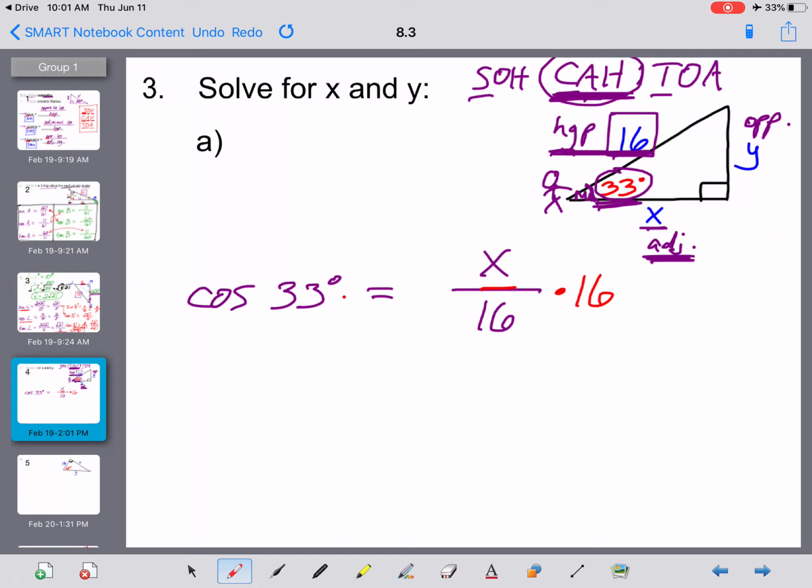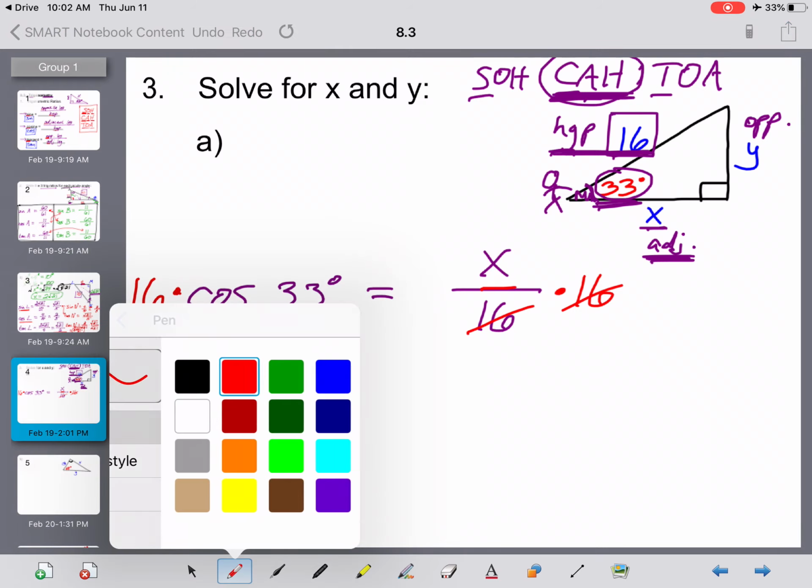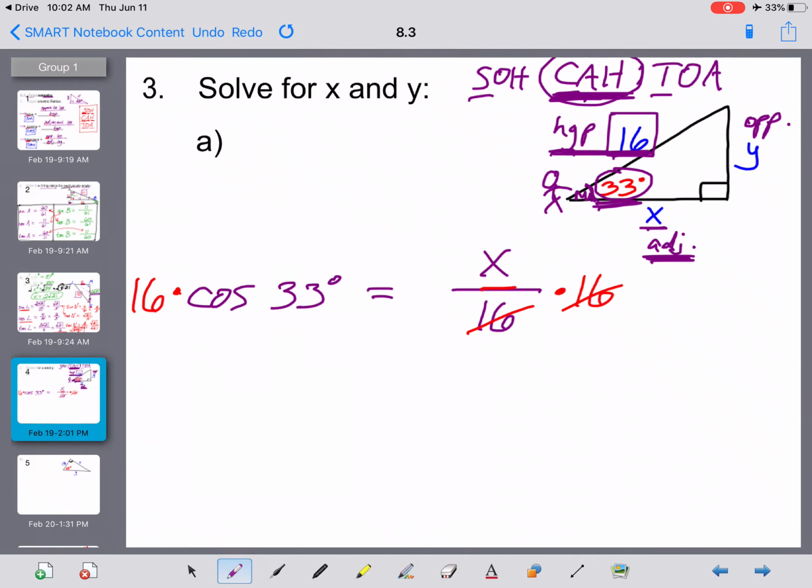You do not want to put the times 16 here on the left, because then you're going to put those numbers together first, and that's going to be problematic. You always want to multiply the 16 out in front of the trigonometric ratio. You'll see why in a second. So on the right side, this is x divided by 16 times 16. Those 16s cancel each other out, and we're just left with an x on the right side, which I'm now going to move to the left.